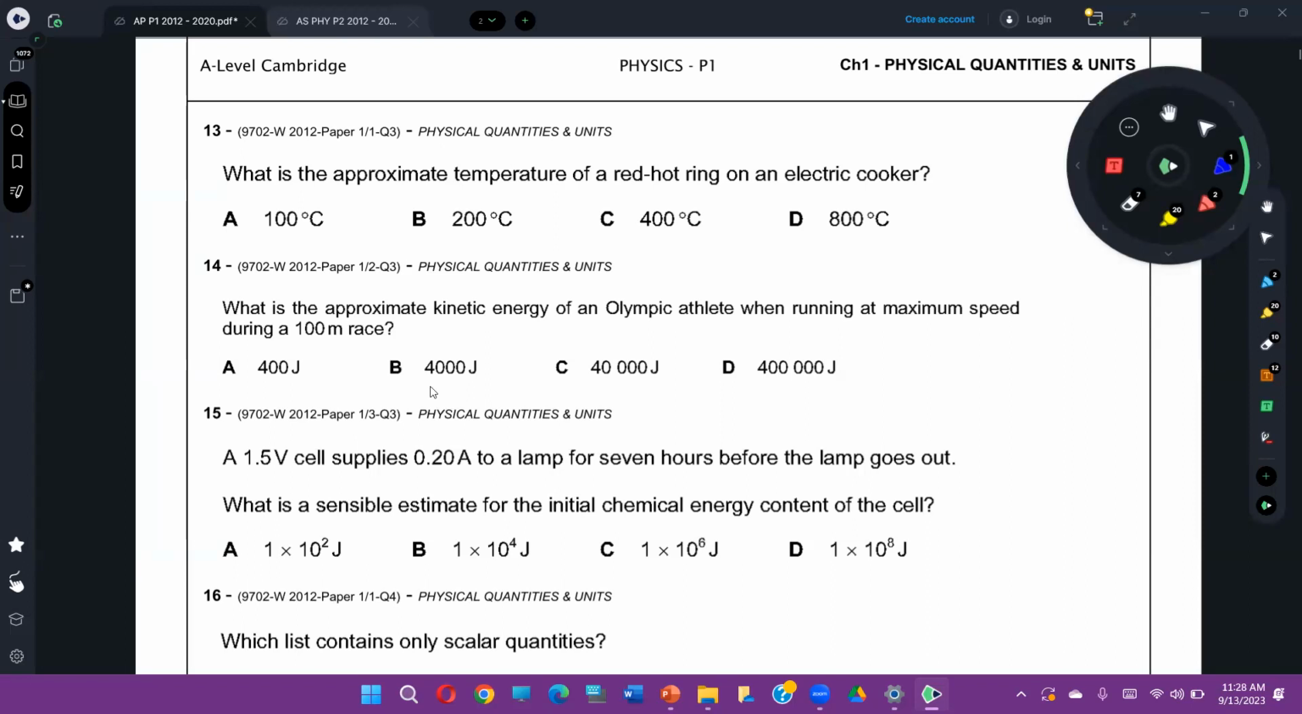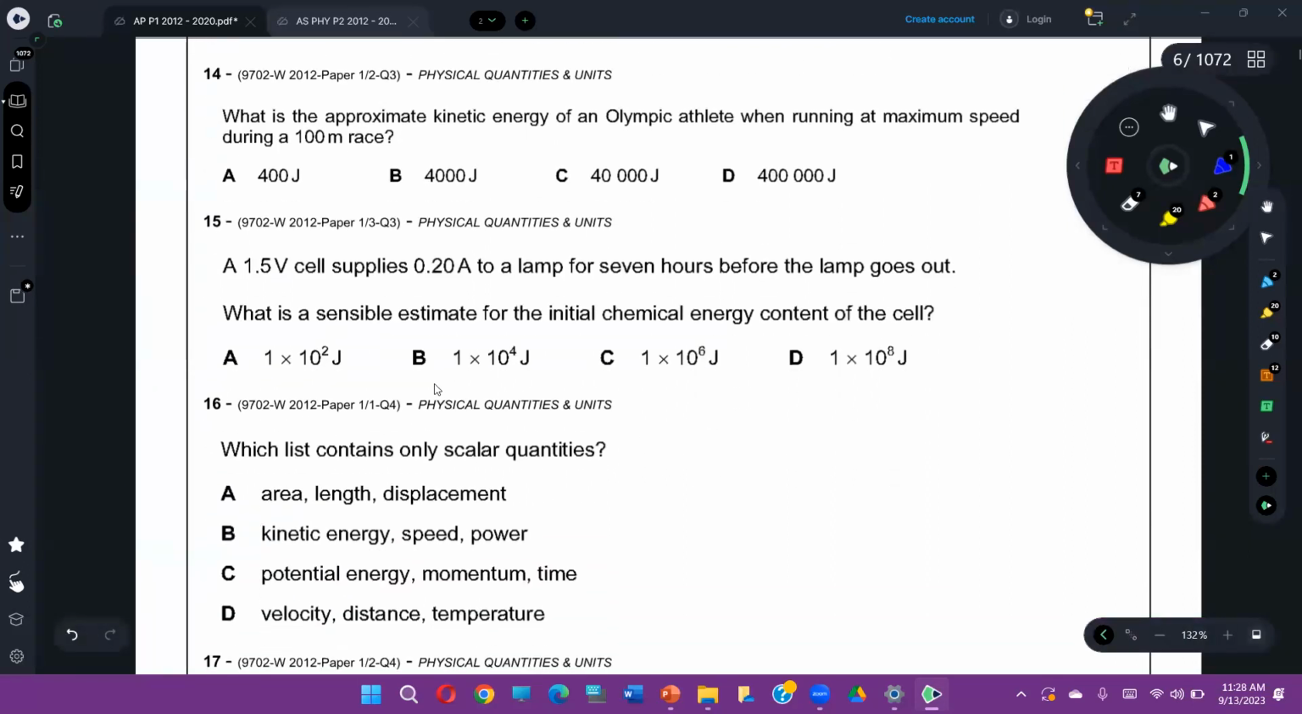Now read the second question. What is the approximate kinetic energy of an Olympic athlete when running at maximum speed during a... Again, these are challenging questions.